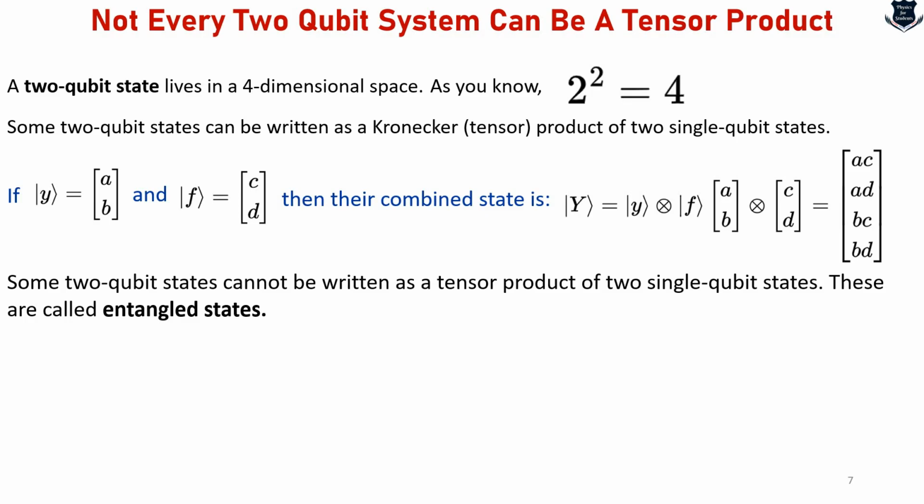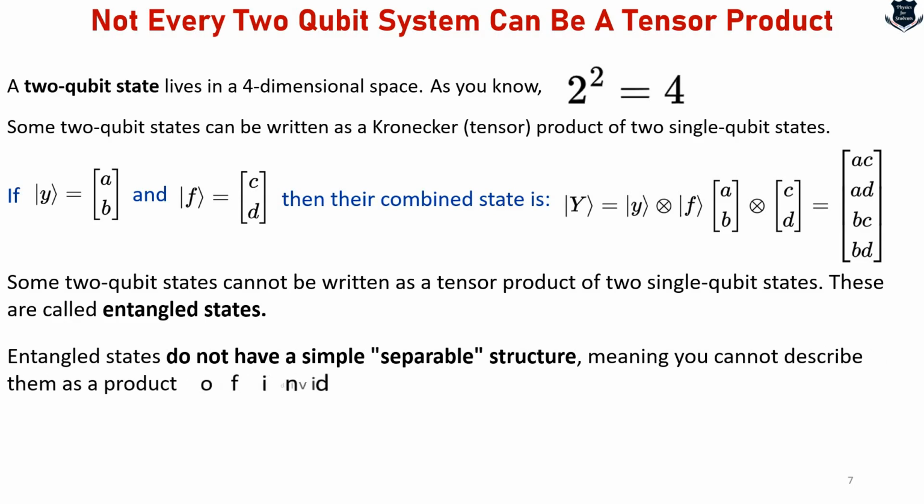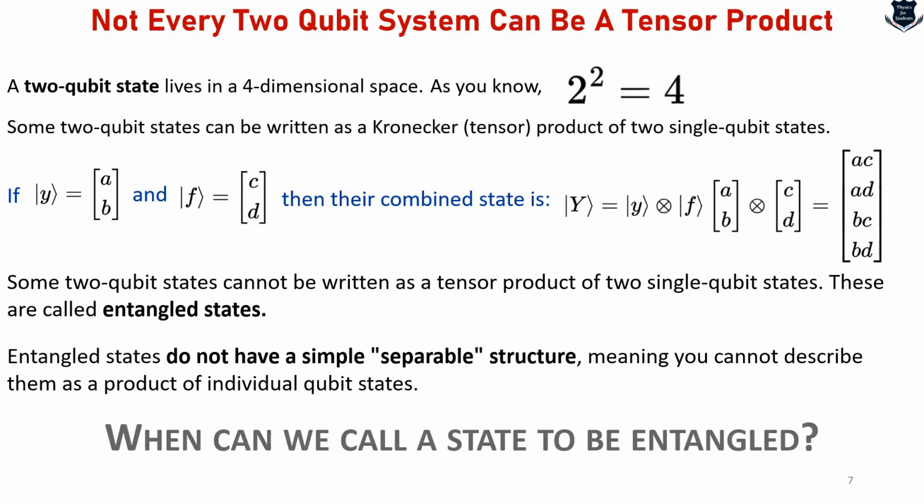So if a system cannot be written as a tensor product, what can it be? It will be called an entangled state. Entangled states do not have a simple separable structure. Otherwise, it would have been calculated using a tensor product. That means you cannot write them as a tensor product of individual qubit systems. So entangled states do not have a simple separable structure.